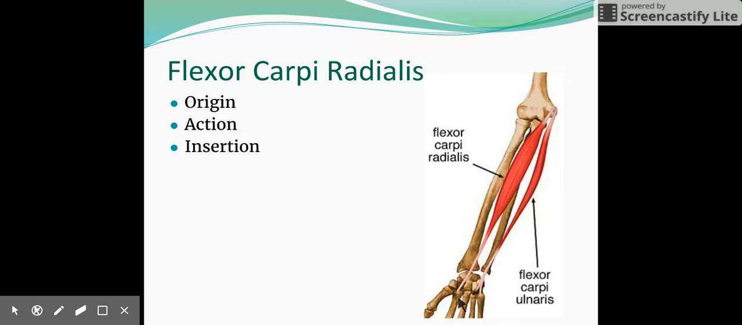You can just say metacarpals on your sheet. That's fine with me. And then its action is to flex the wrist. And you can really tell that from its name.